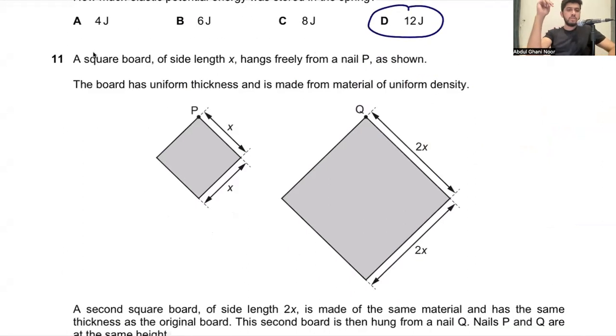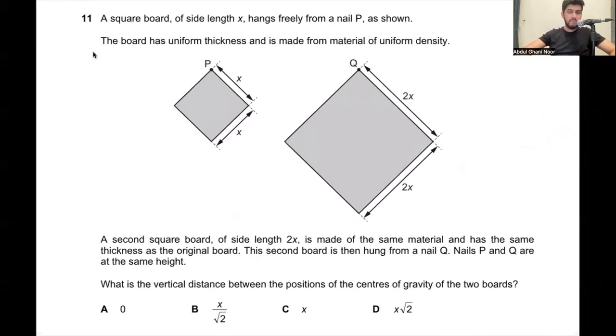Question number 12 says a square board of side length x hangs freely from a nail P as shown. You cannot do that, Sarah, you don't have the values. The board has a uniform thickness and is made from a material of uniform density. A second square board of side 2x is made from the same material and has the same thickness as the original board. The second board is then hung from a nail Q. Nails P and Q are at the same height. What is the vertical distance between the positions of the center of gravity of the two boards?